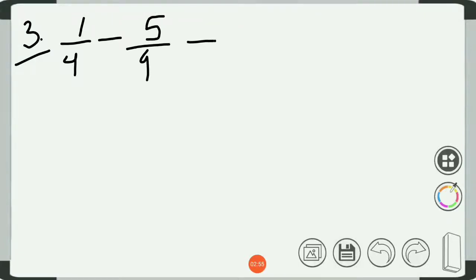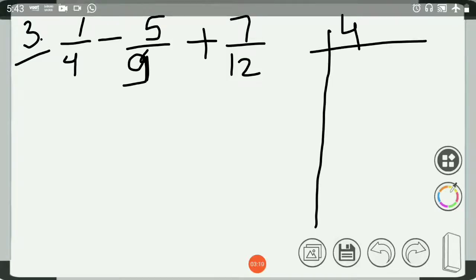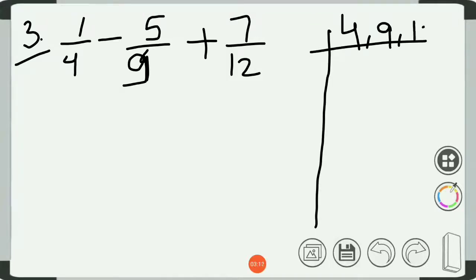Question number 3, which is 1 upon 4 minus 5 upon 9 plus 7 upon 12. This is also unlike fraction because of the different denominators. So we have to take the LCM of 4, 9 and 12.